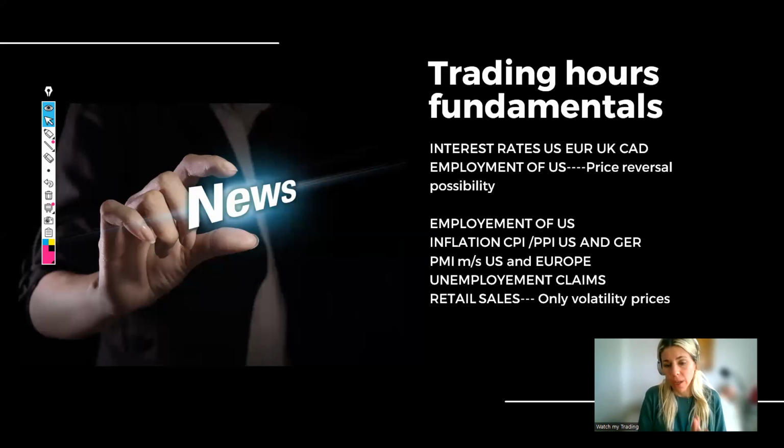All right. So again, volatility-only information, and possible changes to the projection of the price activity for days, weeks, and months: employment and interest rates. That can change the full picture for you with the price activity. Okay, let's go to the next one.